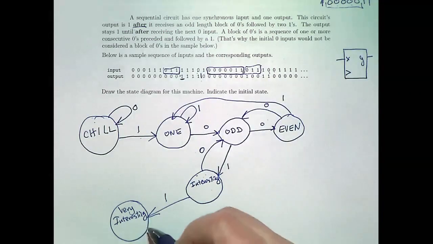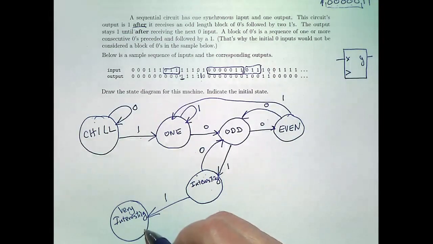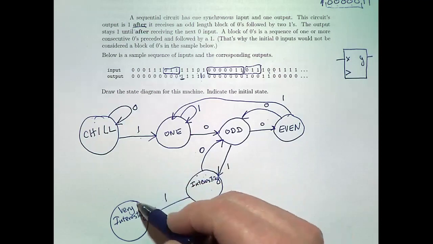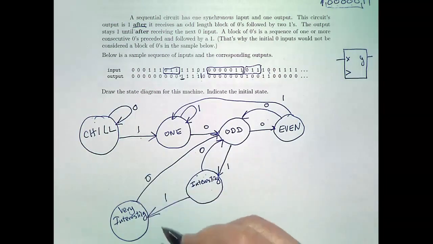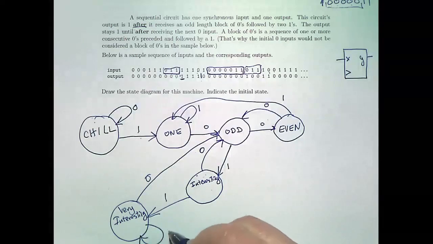All right, so now I have two ones. If I'm in very interesting, if we get a 0 in very interesting, we go back to odd. Okay. And then if we get a 1, we stay. Oh, okay. So far we don't have any outputs.